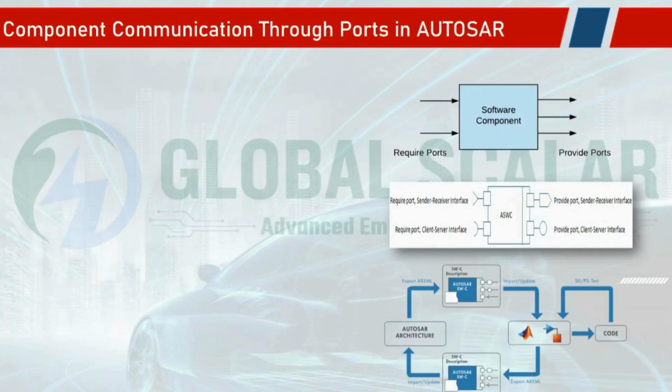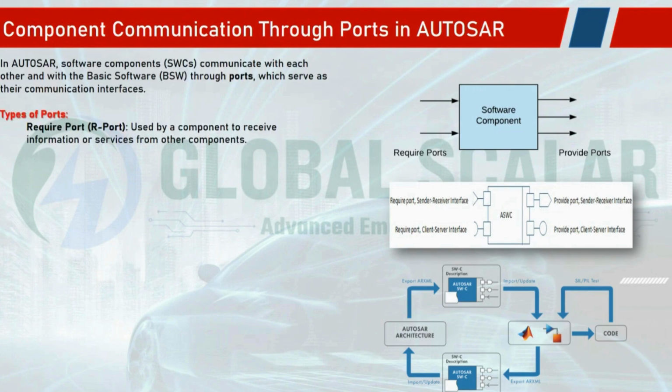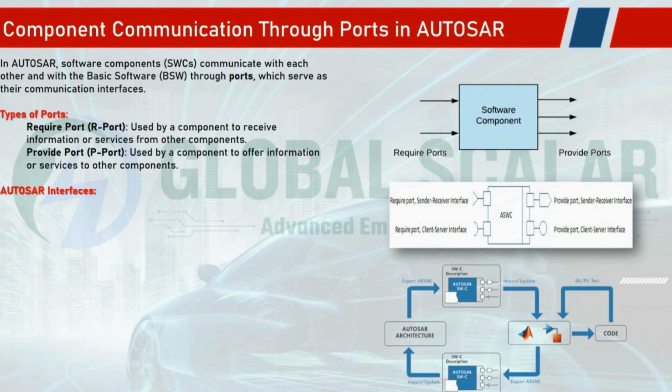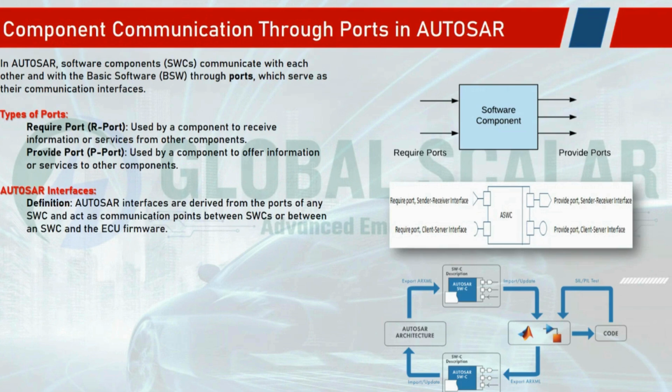Next, it is a part of the components and the communication through the ports in the Autosar. So it talks about the type of the ports. The required port is the R port, we usually say. It is used for the component to receive the information or services from other components. Provider port, P port, is used for the component to offer the information or services to the other component. And we have Autosar interfaces, which are specifically the ports for exchanging data across the components with the help of APIs, where we are able to exchange the information.